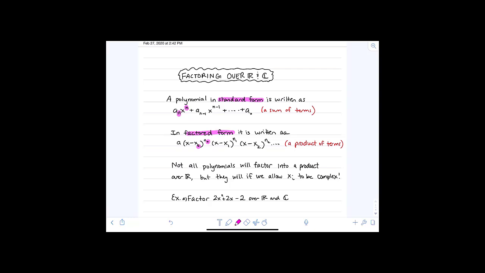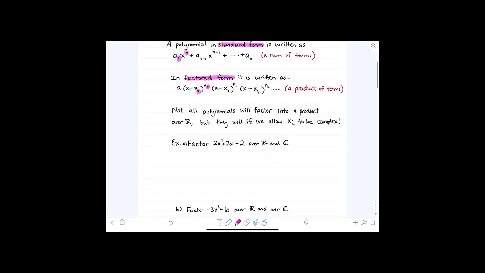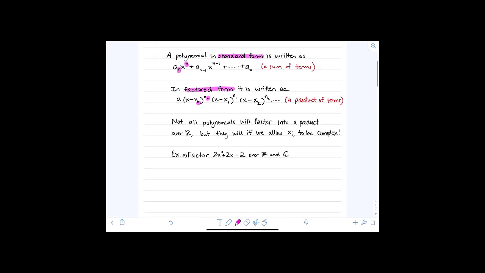So that's what we're going to be working on: distinguishing between factoring over R and factoring over C, as well as just reviewing and kind of enhancing our techniques for factorization. So let's get started on a really basic example with quadratics and just review a little bit and establish really clearly the difference between factoring over R and factoring over C. Okay, so let's start with the basic factoring over R.